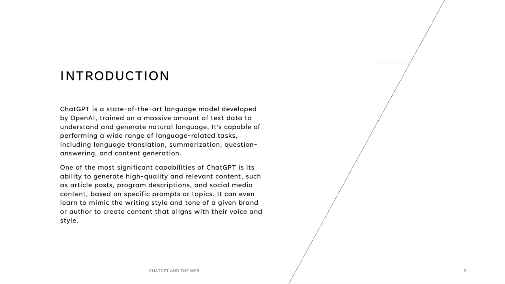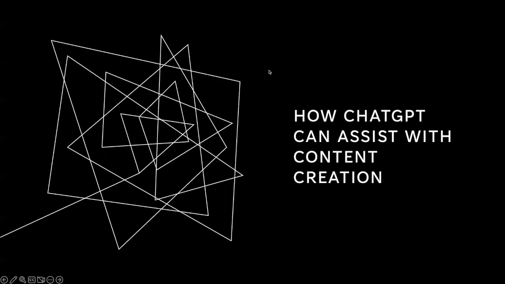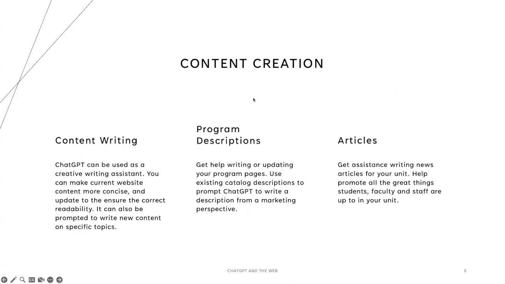One of the most significant capabilities of ChatGPT is the ability to generate high quality and relevant content, such as article posts, program descriptions, and even social media content based on specific prompts and topics. It can even learn to mimic your writing style and tone, or, given a brand or author, create content that aligns with their voice and style. So how can we use ChatGPT to assist with content creation?